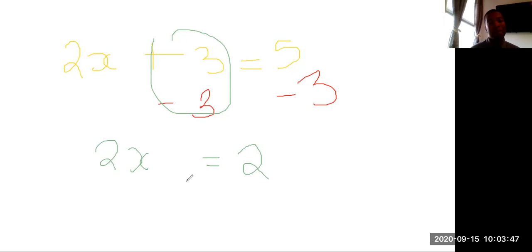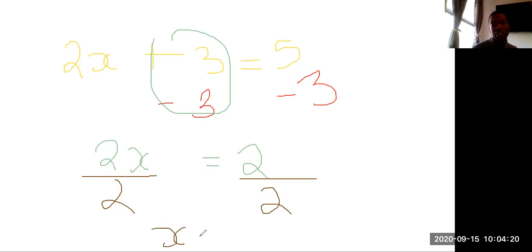Now my next step, I still need to do more. My next step is getting rid of this 2. Since this is 2 times x, I have to do the multiplicative inverse. I have to do the opposite of what multiply is, which is divide. So this says 2 times x, so now I have to divide by 2. And whatever I do on one side, I've got to do on the other side. Bam. So then we have x is equal to 1 because 2 divided by 2 is 1.